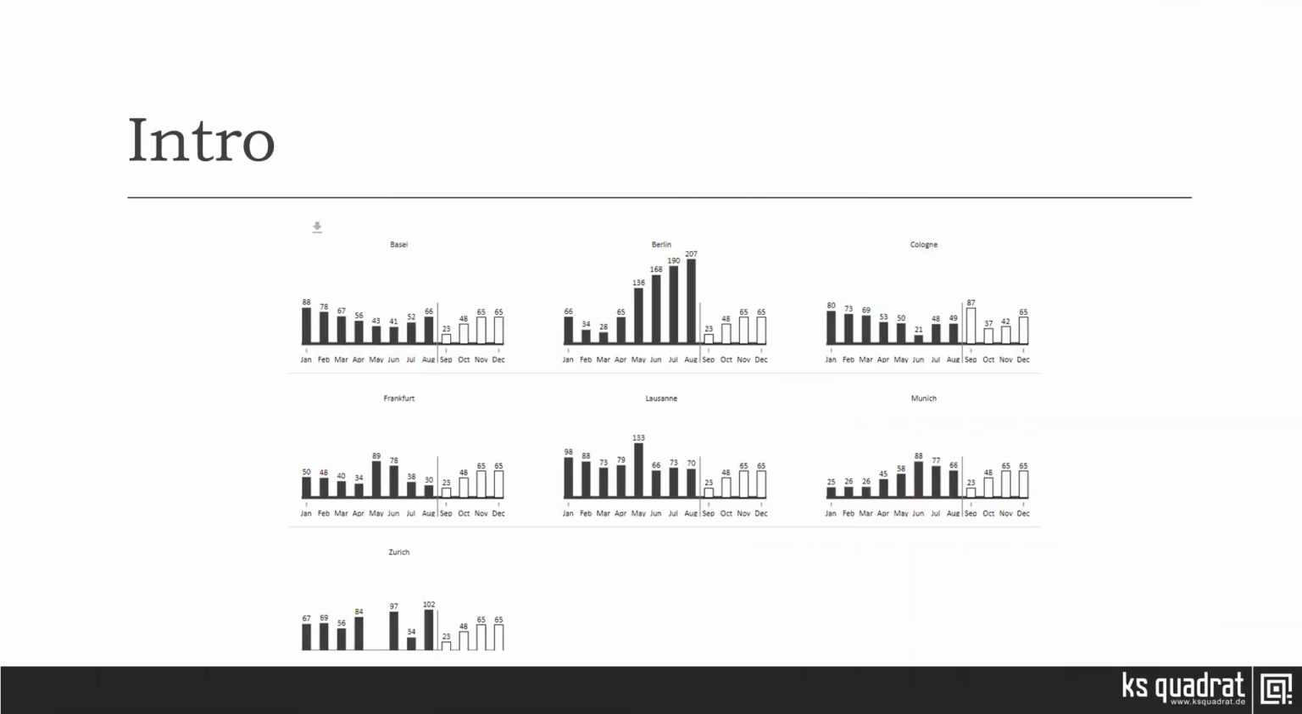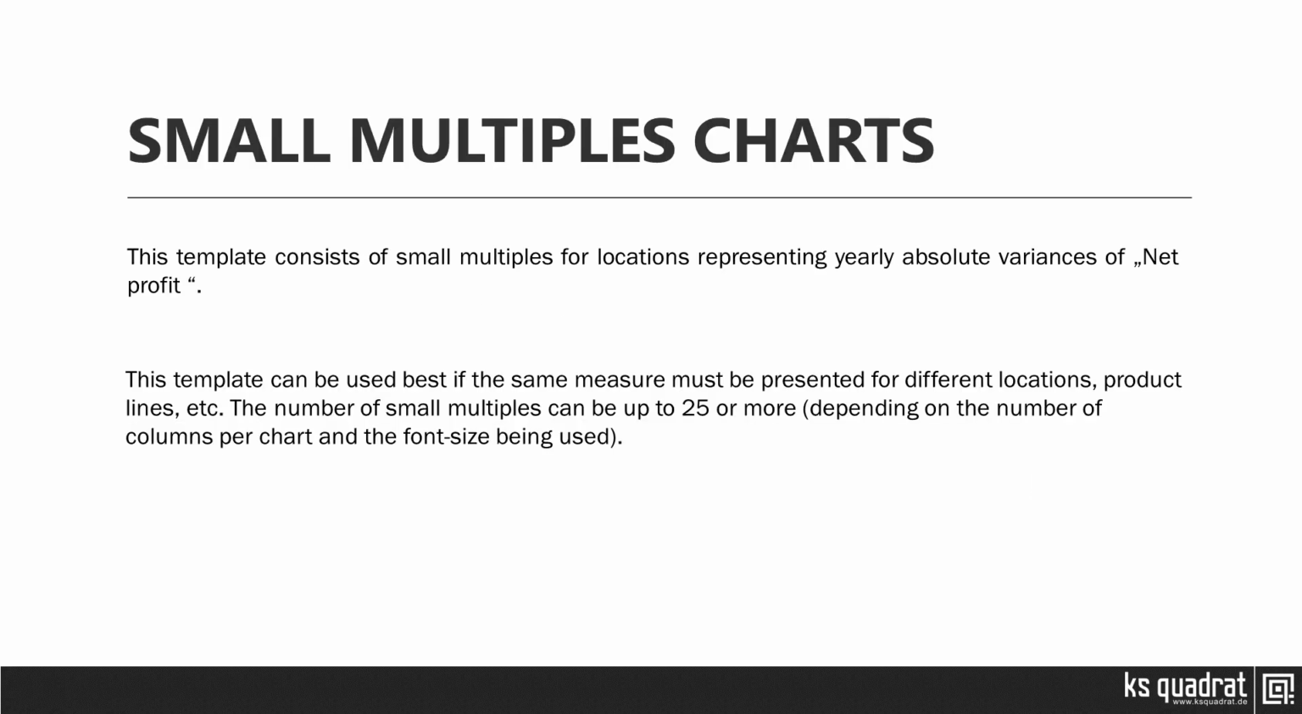This template consists of small multiples for locations representing yearly absolute variances of net profit. This template can be used best if the same measure must be presented for different locations, product lines, etc. The number of small multiples can be up to 25 or more, depending on the number of columns per chart and the font size being used.